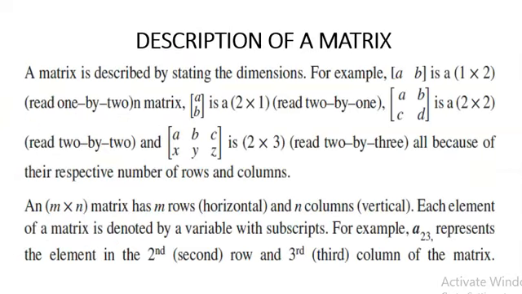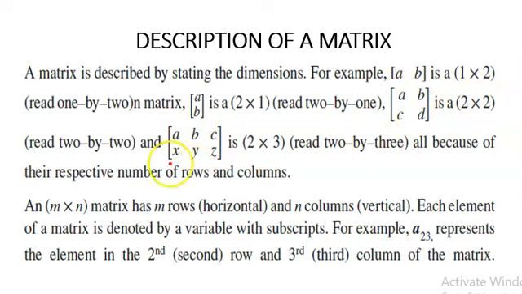Okay, how do you describe a matrix? A matrix is described by stating the dimension. Now, what is the dimension? Number of rows and then columns. For example, AB is a 1 by 2 matrix. Now, what it means is that we have only one row, but the columns are 2. So you say 1 by 2 matrix. And then if you have A, B stacked, that is a 2 by 1 matrix, that is 2 rows and then 1 column. If you have A, B, C, D, then you can say we have 2 rows and then 2 columns.